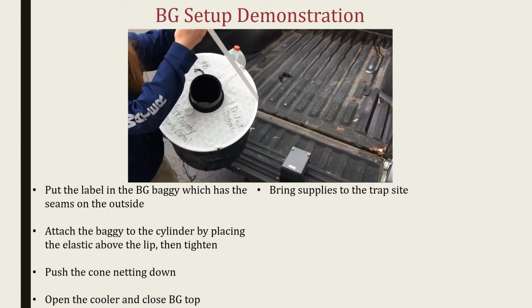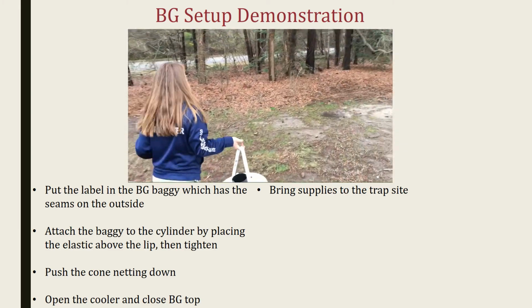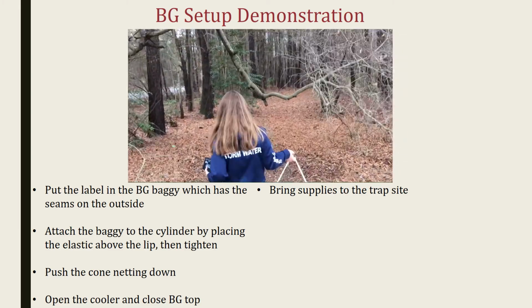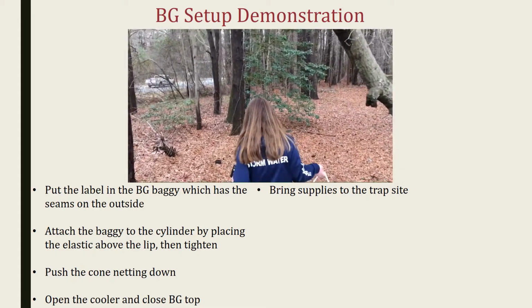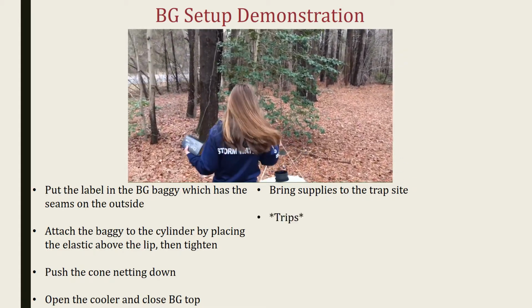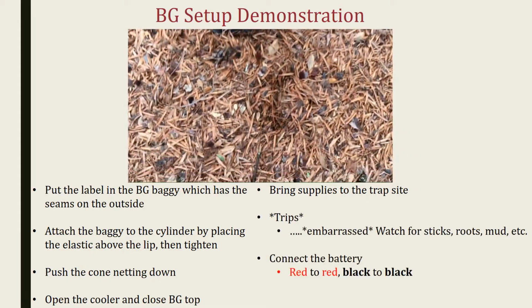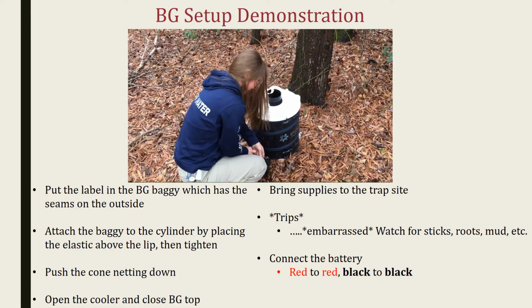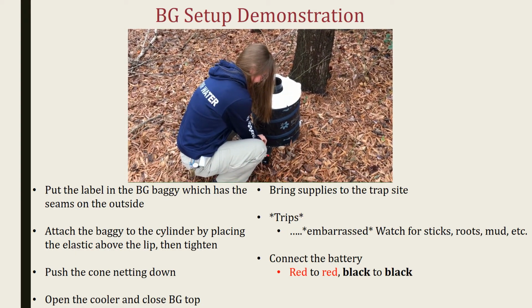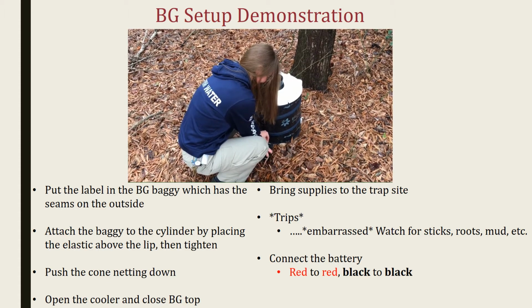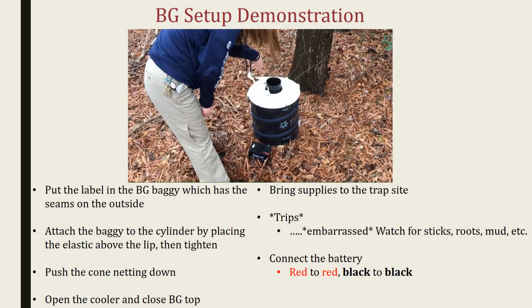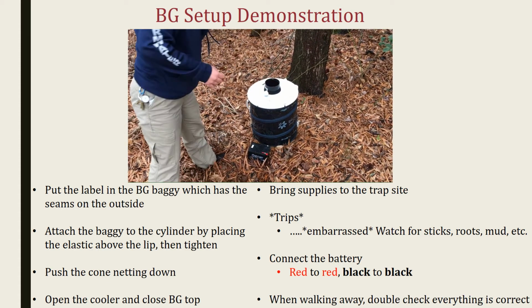If you have a CO2 tank, you're going to bring the tank with you as well. And then when you're walking to and from trap sites, watch out for sticks because you might trip. And then when you're at the trap site, you're going to connect your battery red to red, black to black. And then make sure the fan is running by placing your hand on top to feel the airflow. If you have a CO2 tank, you're going to lay it horizontal on the ground again and feed the tube through the hole on the side and keep pushing it until you get to the step down.